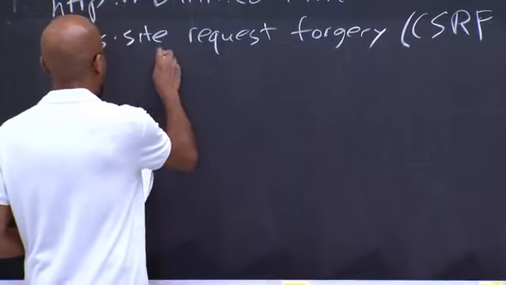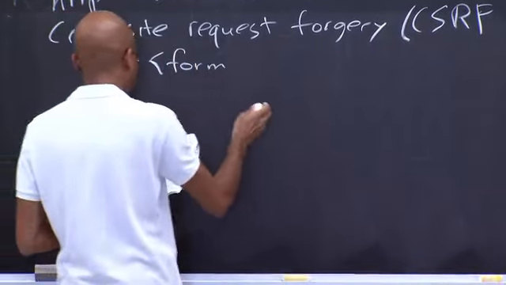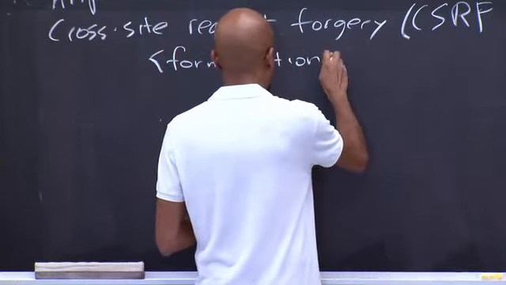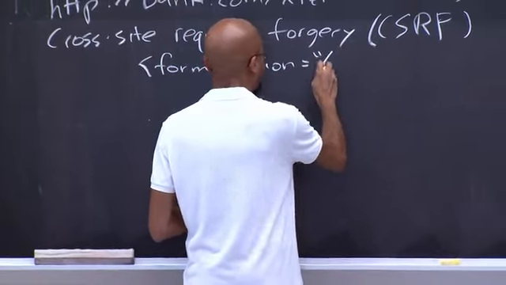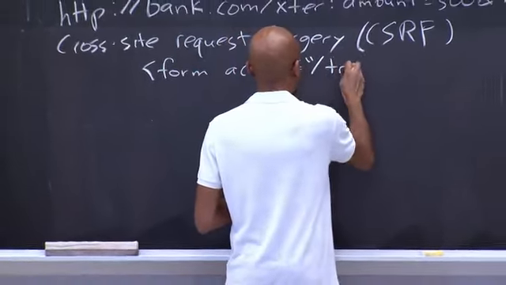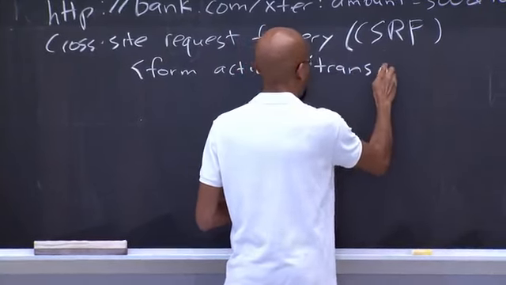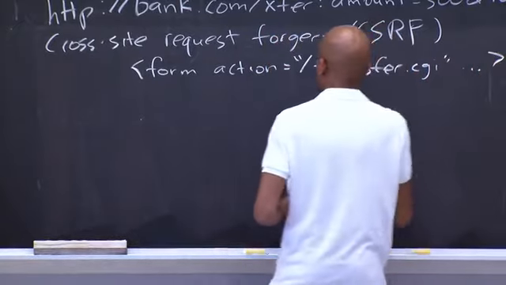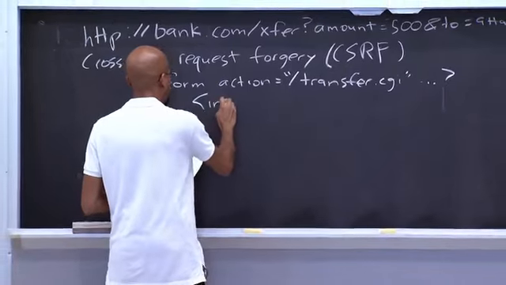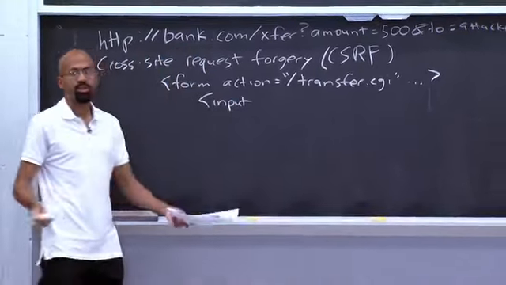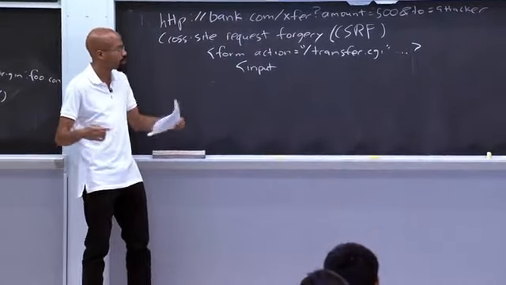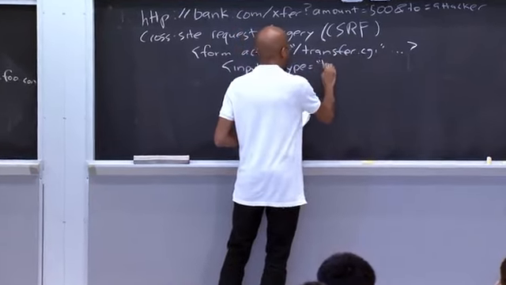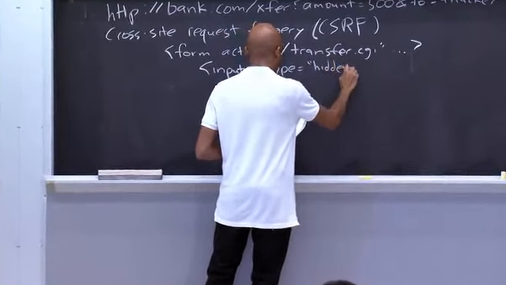So for example, you can imagine that inside the bank's web page, it's going to have some form, right? The form is the thing which actually generates a request like this. So maybe the action of that form is transfer.cgi. And then inside this form, you're going to have an input. Inputs are usually used to get in user input like text, key presses, mouse clicks, stuff like that. But we can actually give this input a type of hidden, which means that it's not shown to the user.